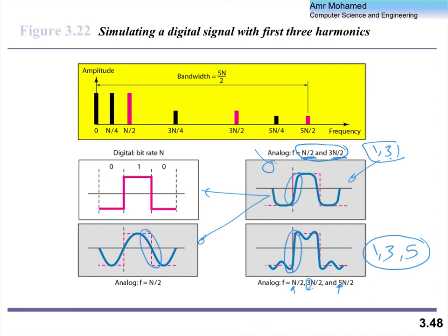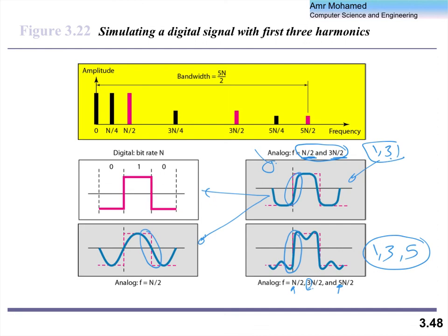Here, I'm using two sine waves in a composite form. One sine wave with a frequency n over 2 and one sine wave with a frequency 3n over 2. That's why we call it first and third harmonic. So it's always a multiple of n over 2, because we said here that the roughest approximation has n over 2.